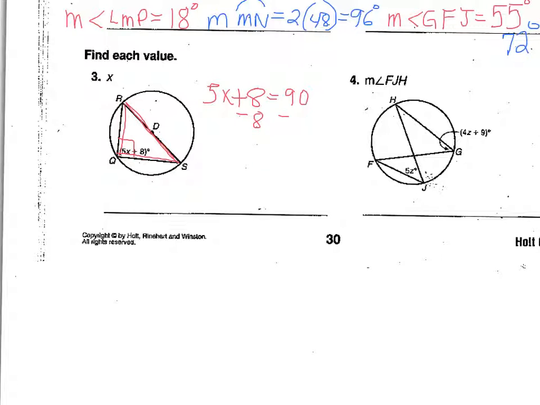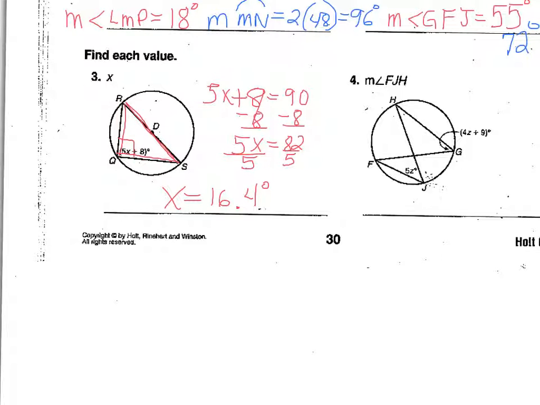Then we solve for x, subtracting 8 from both sides. This is 82 divided by 5, and 82 divided by 5 is 16.4. And that's it. This is in degrees, because x is 16.4 degrees.